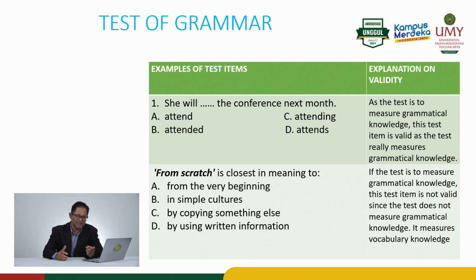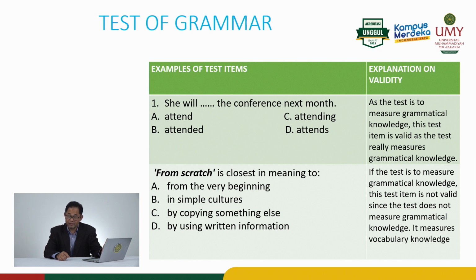Of course, the answer is number one, because "will blah blah blah" is a grammatical structure. It tests the student's knowledge about future tense. The second one is not about grammar. It is about vocabulary. If you use the second one to test grammar, of course, it is not valid because it does not measure what is supposed to be measured. It is supposed to measure grammar, but it measures vocabulary. It means that this one is not valid. So again, validity is measuring what is supposed to be measured.